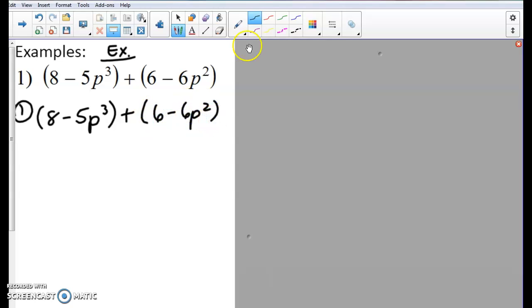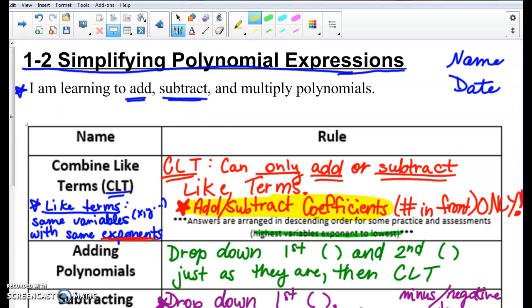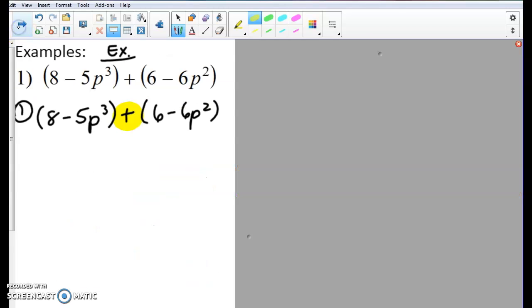So first thing, we notice that the sign in the middle of those two parentheses is a plus sign. So we'll go back over here to adding, and it says to drop down the first and second parentheses just as they are. So that's what we're going to do. We're going to drop down our 8 minus 5p cubed, drop down our plus sign, and now we're going to say 6 minus 6p squared and combine like terms.